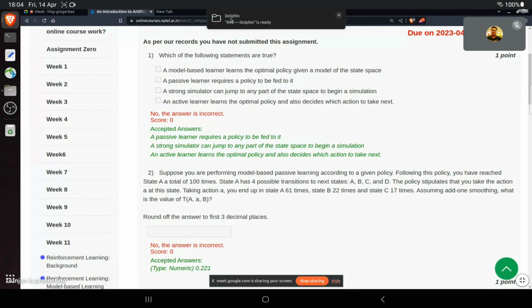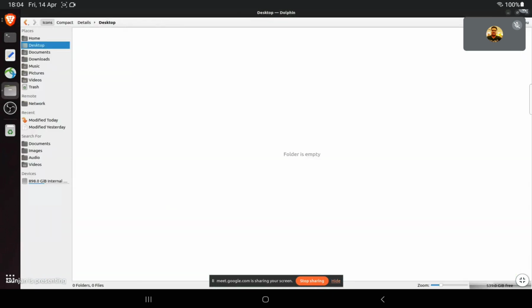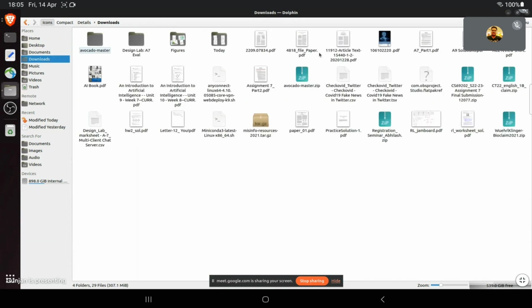Okay, let me just pull the PDF. Desktop. What? Desktop is empty? No, right? Okay, then it should be in the downloads. Just give me a minute.